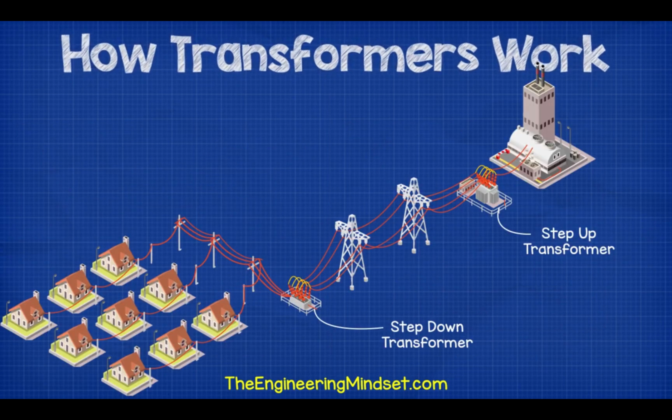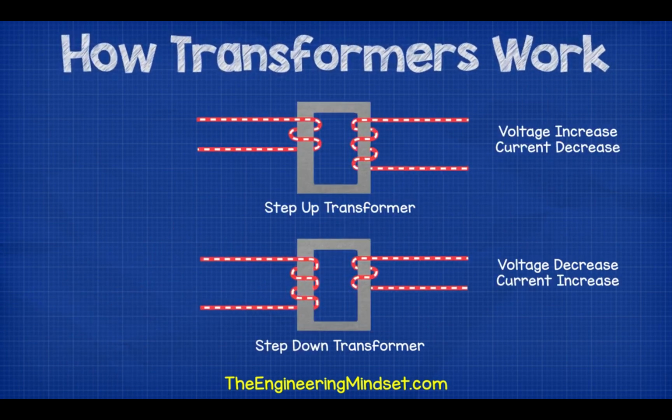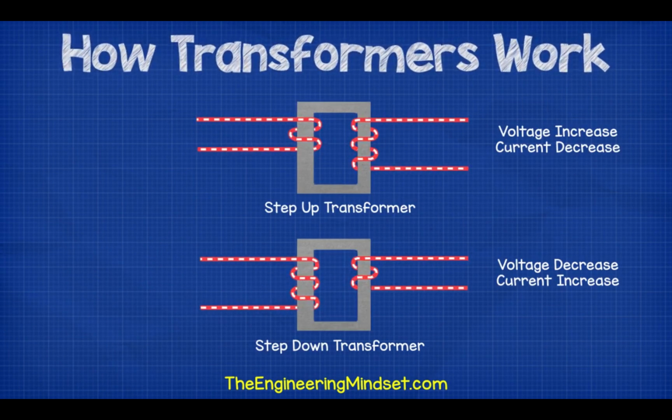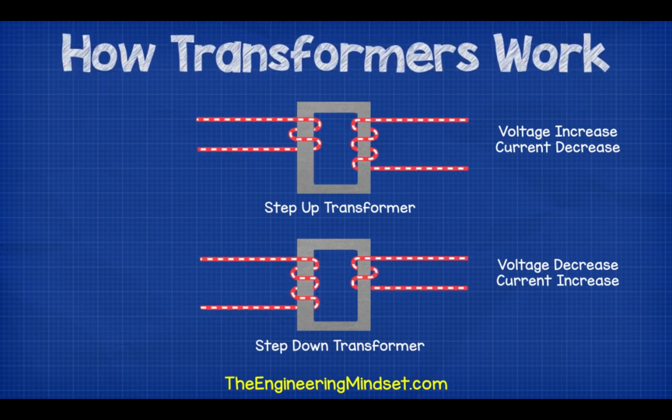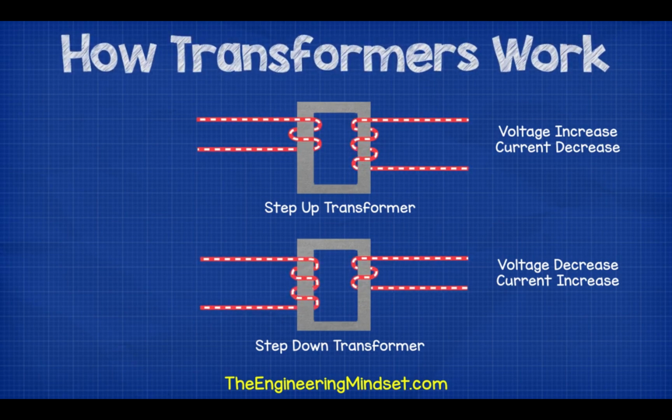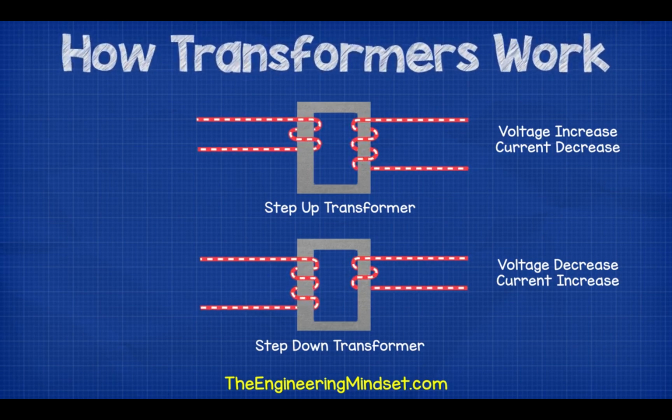Transformers are manufactured to be step up or step down transformers, and these are used to increase or decrease the voltage simply by using a different number of turns within the coil on the secondary side. In a step up transformer, the voltage is increased in the secondary coil, and this will mean that the current will decrease. But don't worry too much right now about why that occurs. We'll look at this in a later electrical engineering video.